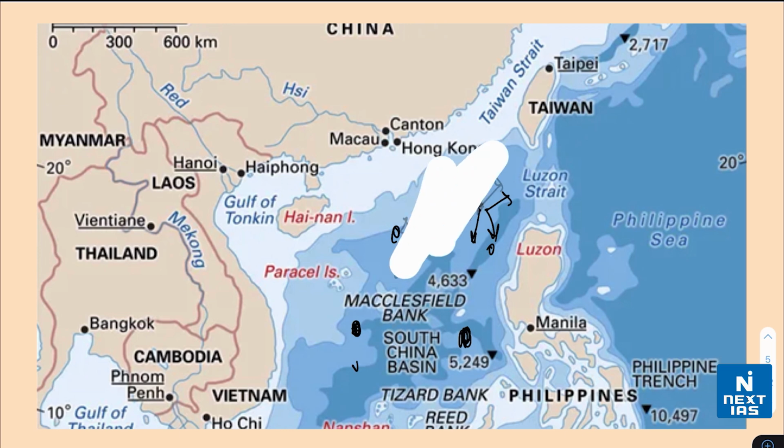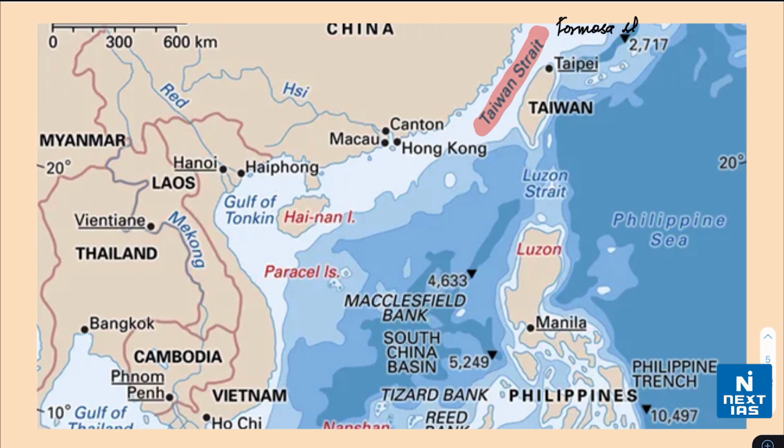Moving further, let's talk about some of the major straits in this region. Firstly, there is Taiwan Strait between Taiwan and China. This strait was formerly known as the Formosa Strait. Then we have the Luzon Strait, which is situated over here. Also, there is Gulf of Tonkin.